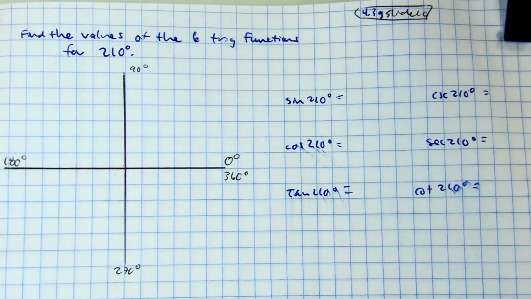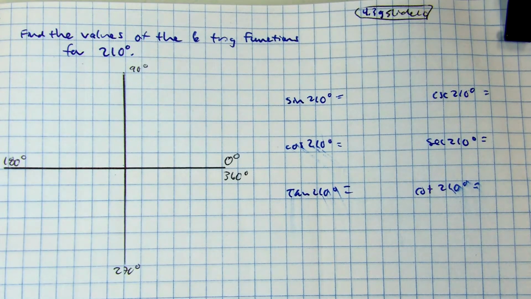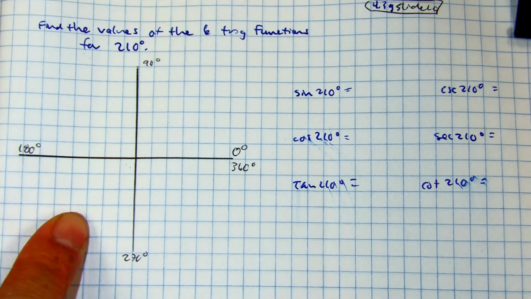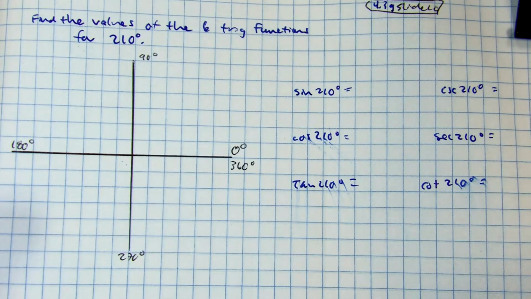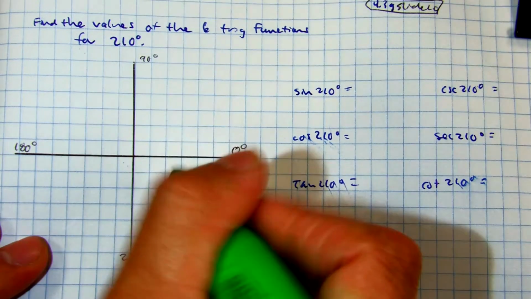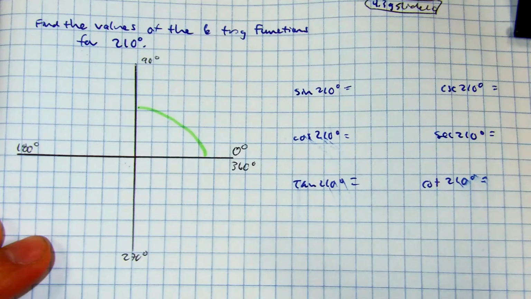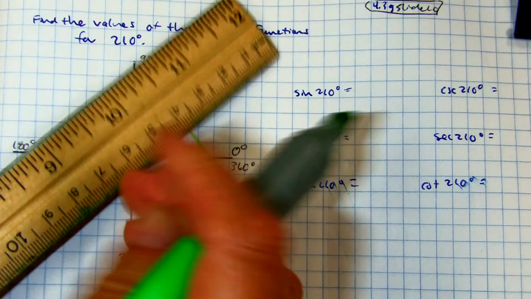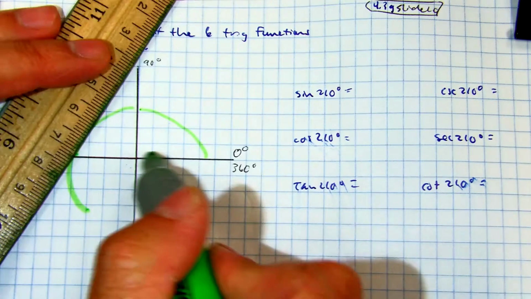Sarai, where is 210? Which quadrant? Thumbs up, thumbs down? Yep. 90, 180, somewhere in here. Yes? This is where the terminal side is. I started in standard position.